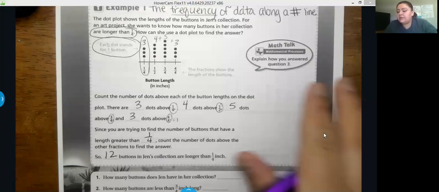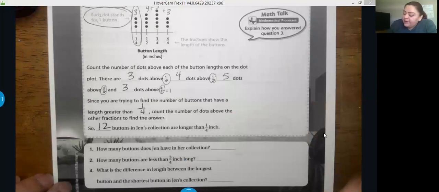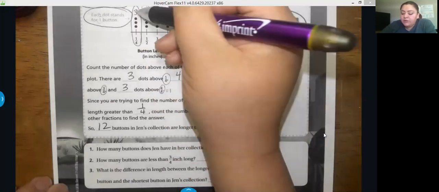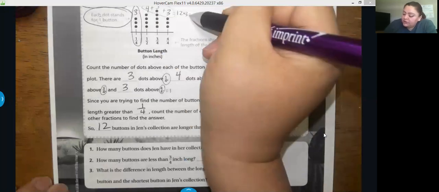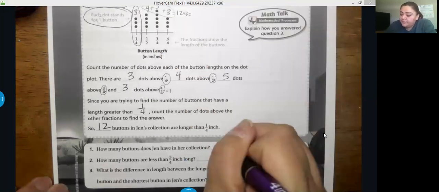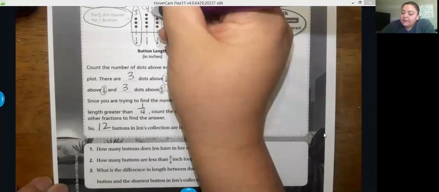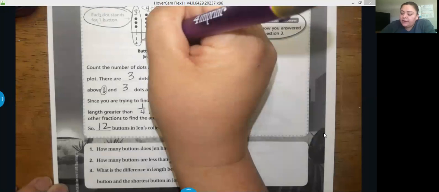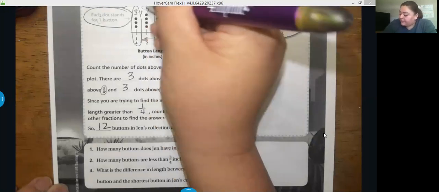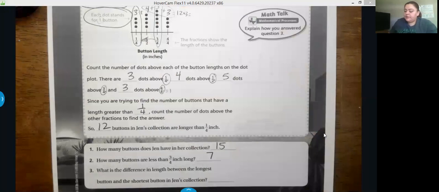Now, let's go down to these other extra questions I have here. How many buttons does Jen have in her collection? We know that all of these right here equal 12, so we'll just add 3 to that. So she has 15. Next question, how many buttons are less than 3/4 inch long? Okay, so here's 3/4. We want to count the ones that are less than it. So I've got 4 and 3 is 7.